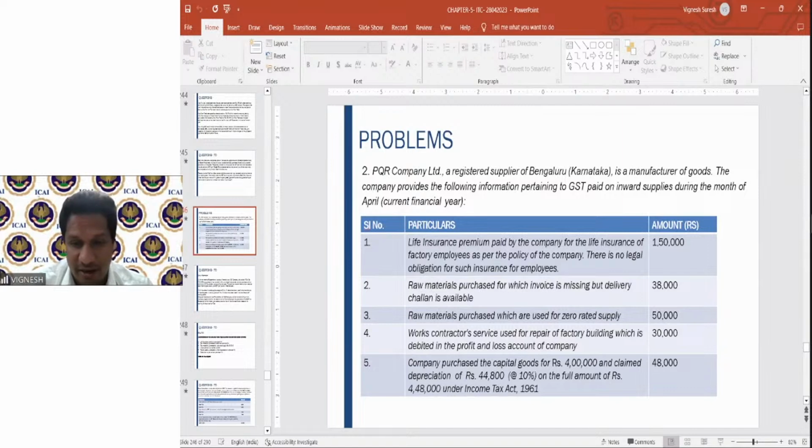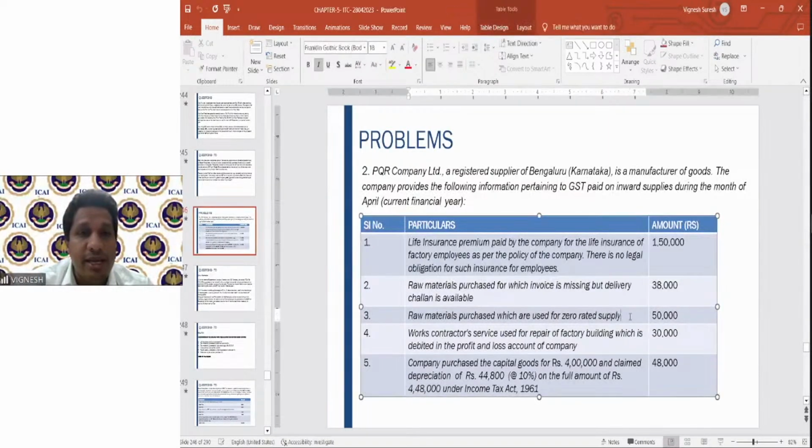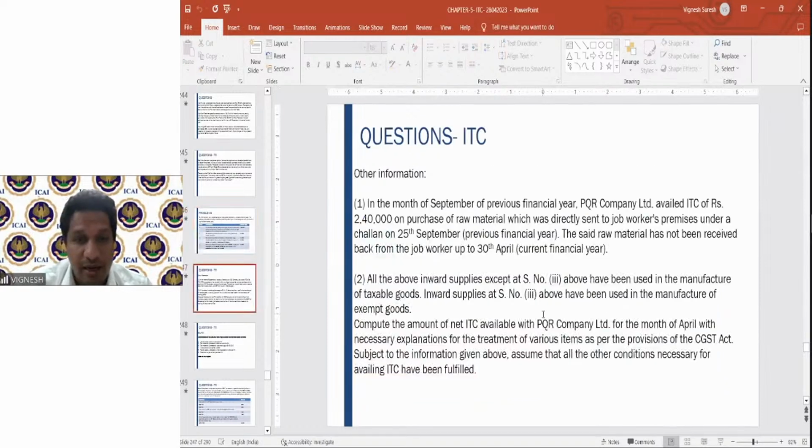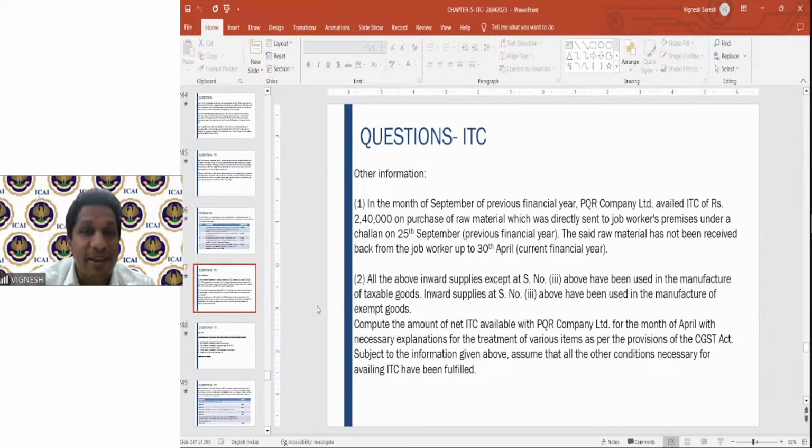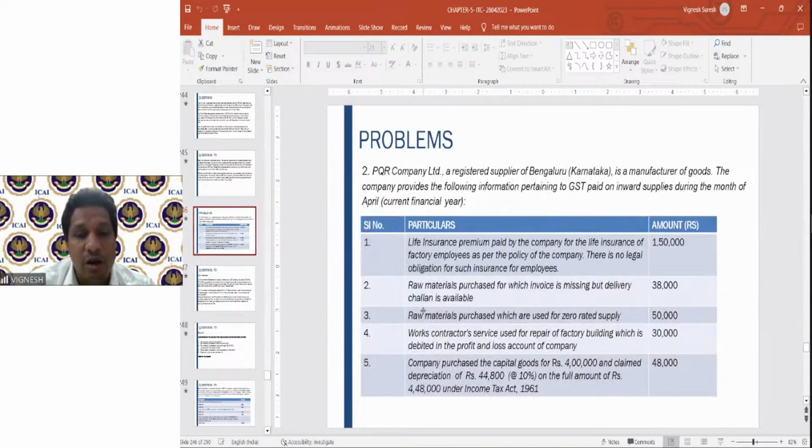Very, very interesting question here. If you see, it has beautifully tried to confuse everyone. Now, what does it say? It says raw material purchased which are used for zero rated supply 50,000. And here, all the inward supplies at serial number 3 above have been used for manufacture of exempt goods. So it says raw materials purchased used for zero rated supply, and it is used for exempt goods. So what is to be done here? Can anyone tell me? Beautifully tried to confuse.